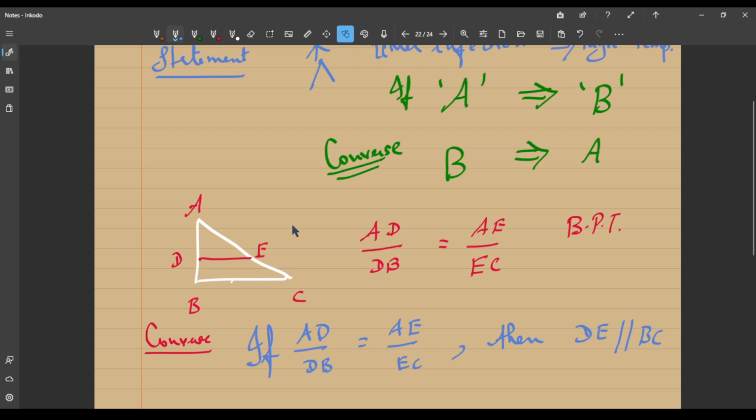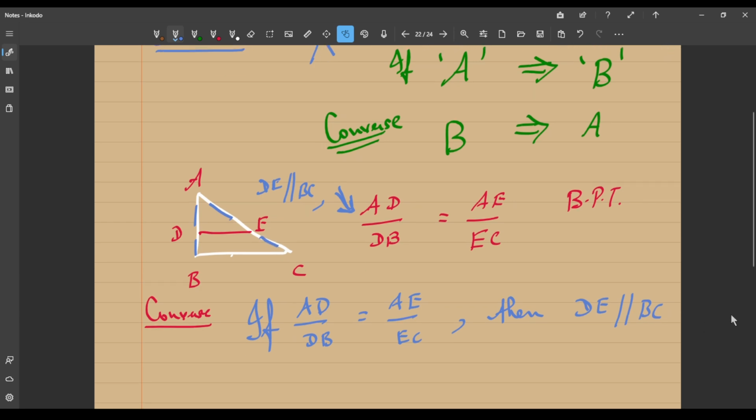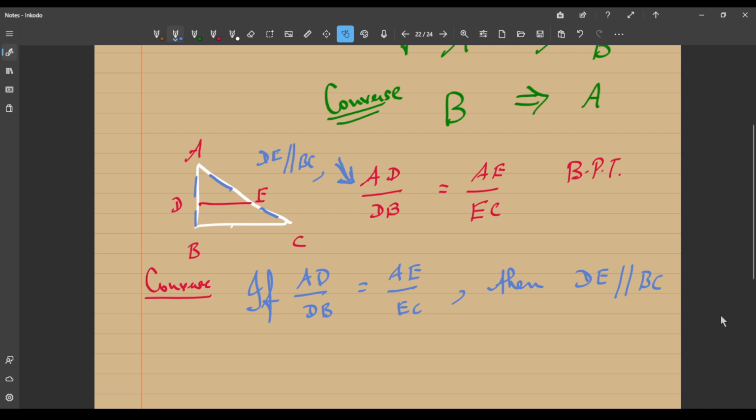The theorem was that DE was given parallel to BC and we proved that it divides the two sides in this ratio. Now, in this video we are going to prove: if AD by DB is equal to AE by EC, then DE is parallel to BC. So, in order to prove that, if DE was not parallel to BC, then we should have some other line parallel to BC. So, starting from D, there should be some other line which is parallel to BC.